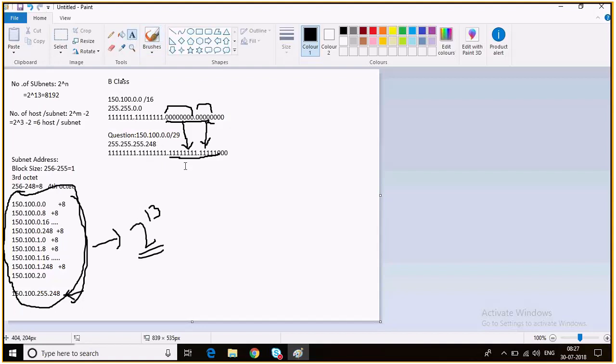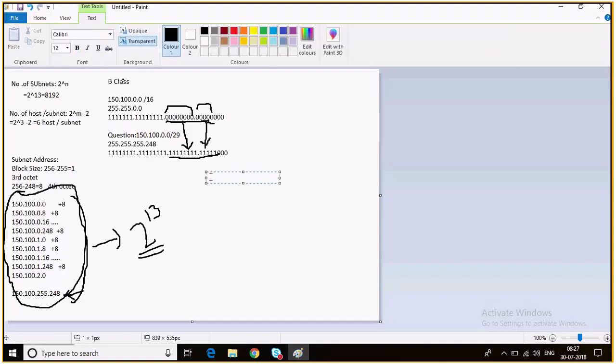Now I come to the last part of this question, which is finding the valid host address range. So what are the valid hosts that I have for a particular network, and the broadcast address. This will take hardly a minute, maximum 2-3 minutes. So for my valid host range, I'll pick up any network which is there.